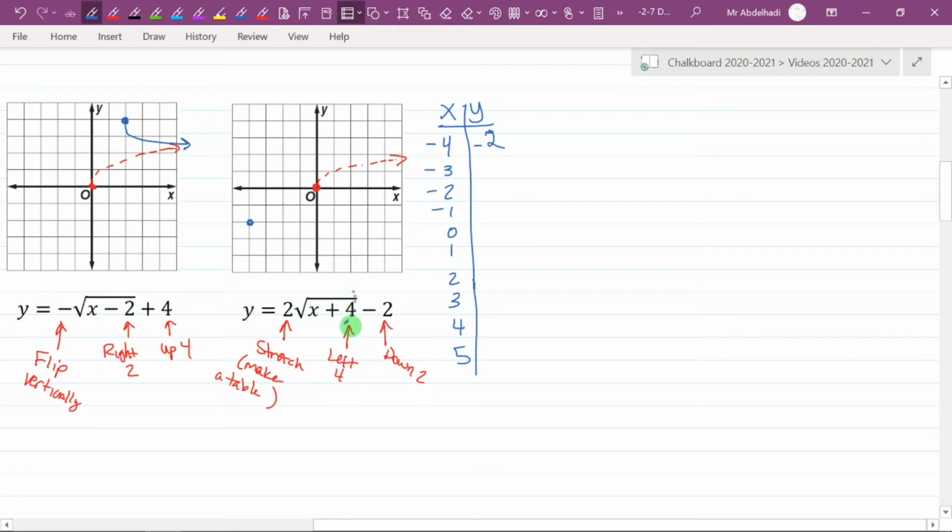The square root of that, square root of 1 is still 1, and then 1 times 2 is 2, and then 2 minus 2 is 0. So the next point here is 0. So that means you're over here.